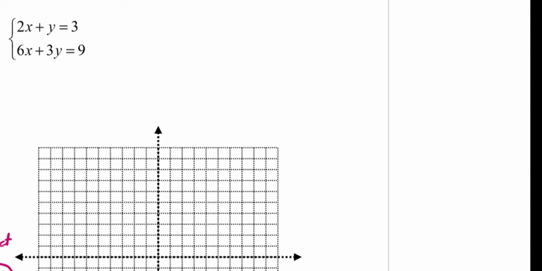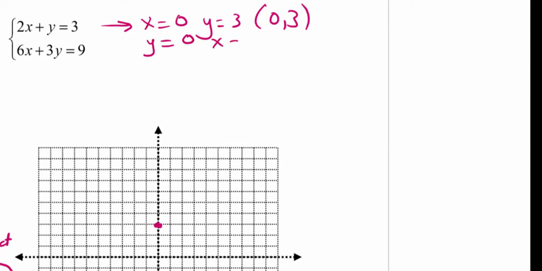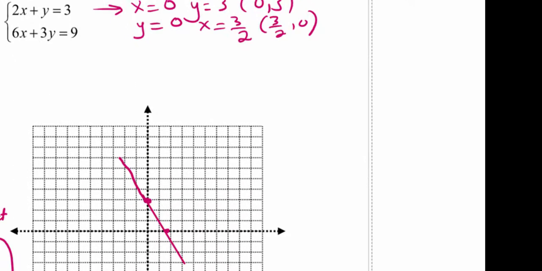Alright, so again, these are in standard form, and so we're going to do the same thing. So x equals 0 here. When x is 0, we get y equals 3. So (0, 3) is an intercept. When y is 0, we get x equals 3 over 2. So (3 halves, 0). And here's our line. Okay, so that's equation 1. Now let's look at equation 2.